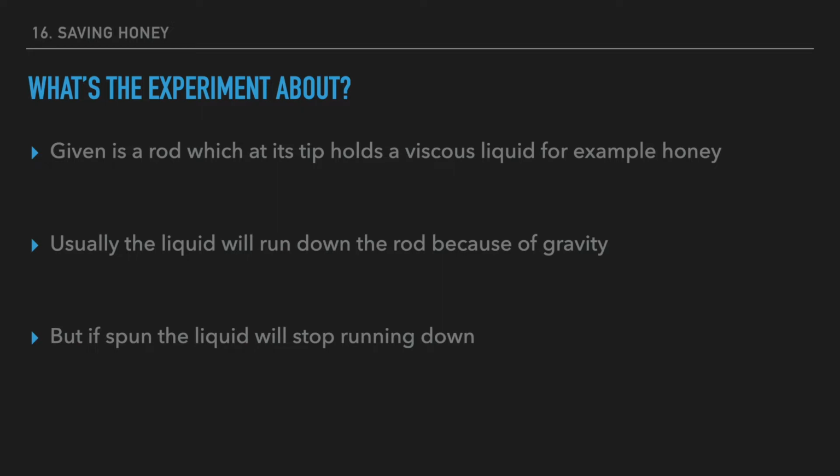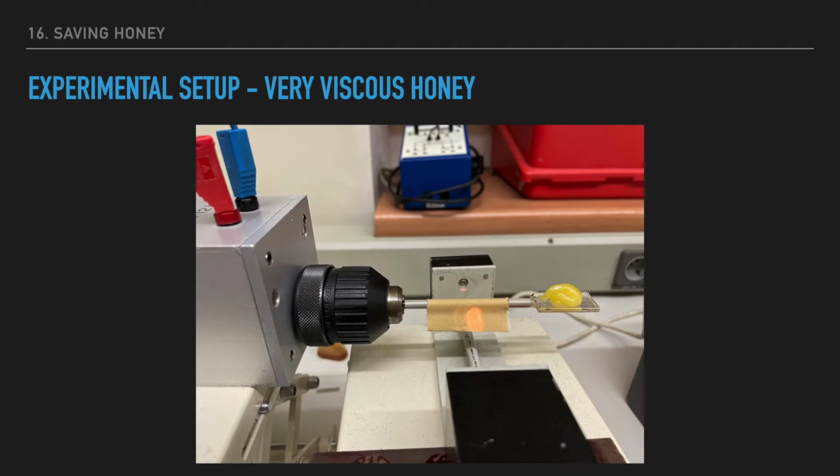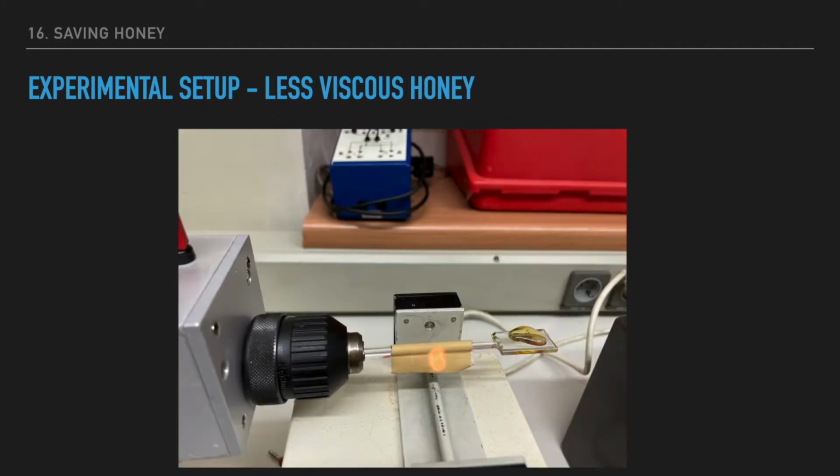How can this be explained? At first, I'm going to show you my experimental setup. There are two main components to the setup that I used. At first, the direct current motor, which can be seen in the left half of the picture. Then in the right half of the picture, there is our rate of revolution gauge, and also the two honeys that I used in order to test the effect. Here is the setup with the very viscous honey, and here the one with the less viscous honey.